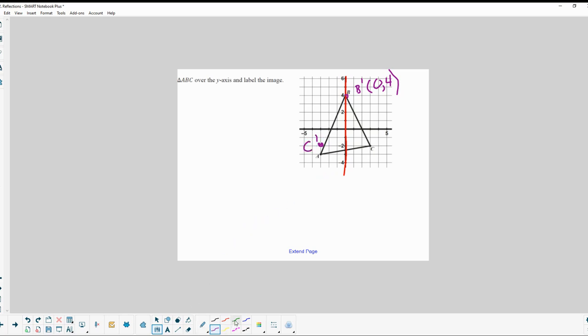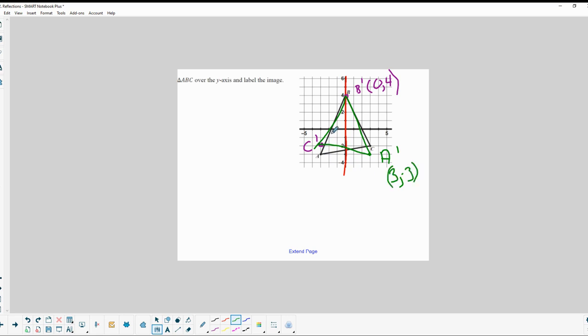Well, what about A? A is to the left of the y-axis, and it's going to be reflected 1, 2, 3 to the right of the y-axis. And so that would be A prime right there. So all we have to do is draw those images, and now we can redraw the triangle. Helps if you have a ruler. And then write the coordinates of the point. So this point would be negative 3, 3.